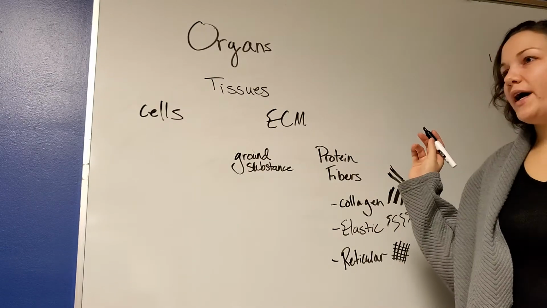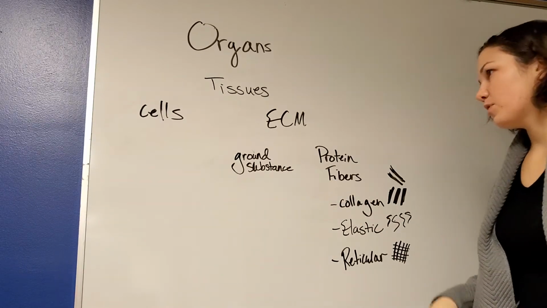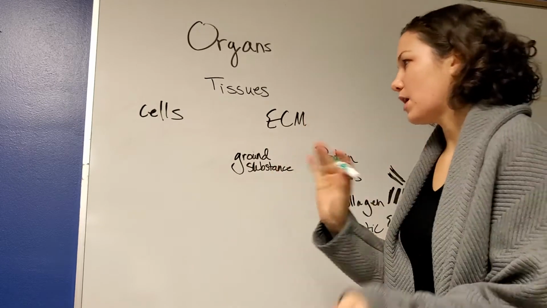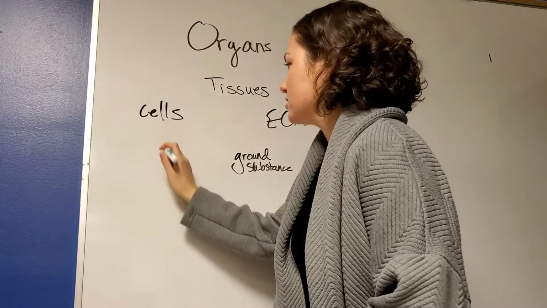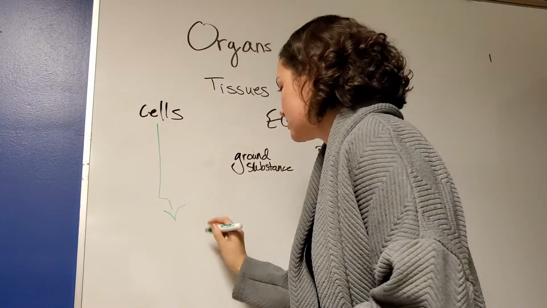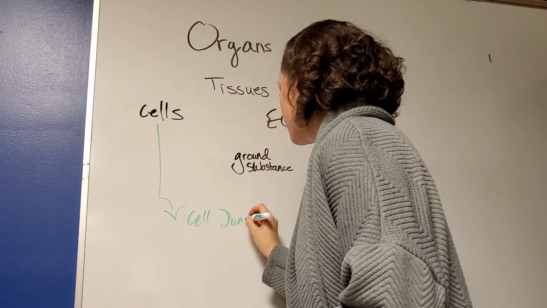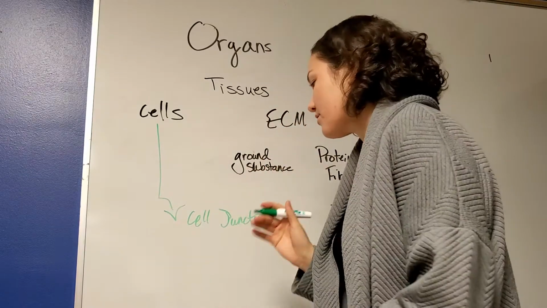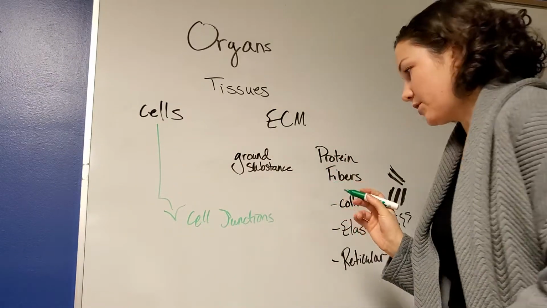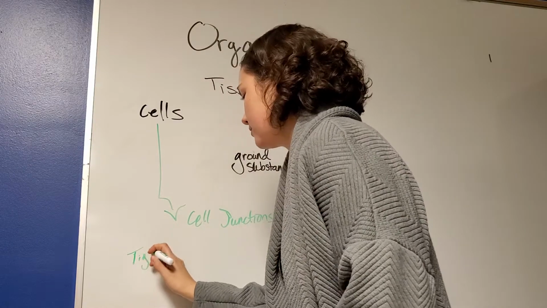So let's go back to cells. When we're talking about cells, we're not going to go into the whole composition of cells. We already know that; we've taken biology before. So we're going to talk about cell junctions. Cell junctions are how cells communicate with one another. There are 3 different types that we're going to go over in this video. There are more.